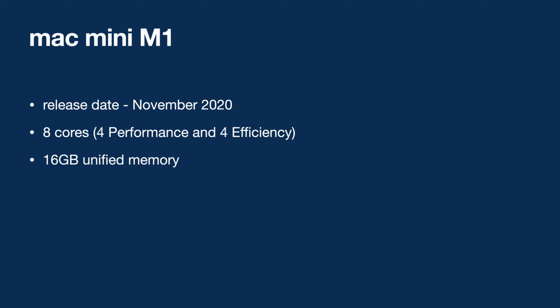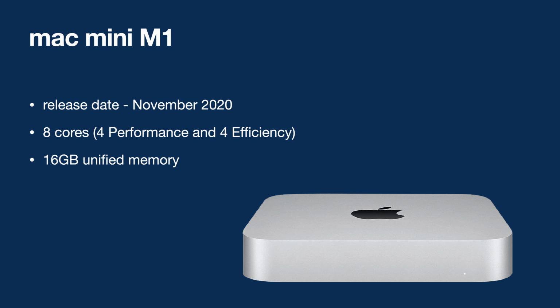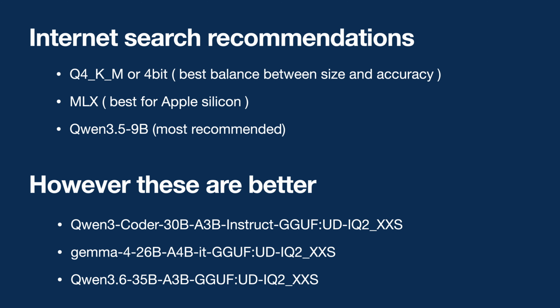I have a 5-year-old Mac Mini with 16GB unified memory, and I'm interested to find what is the fastest way to inference an LLM model on this hardware. I searched on the internet, and people recommend to use Q4 quantization, the best balance between size and accuracy, MLX, best for Apple Silicon, and the most recommended model for this size was Qwen 3.5, 9 billion parameters.